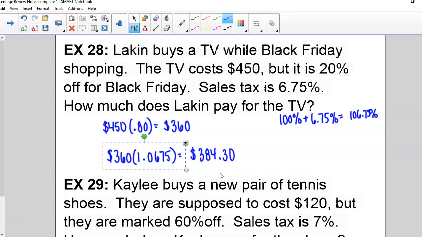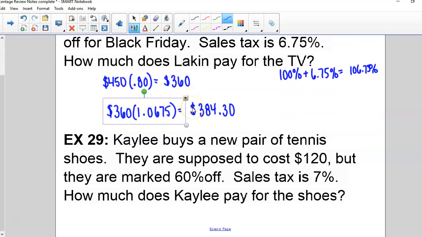All right, try the next one on your own. Okay, let's go and buy a new pair of tennis shoes. They're supposed to cost $120, but they're 60% off, which is a really good deal. Sales tax is 7%. How much does she have to pay for the shoes? And try to use that shortcut.